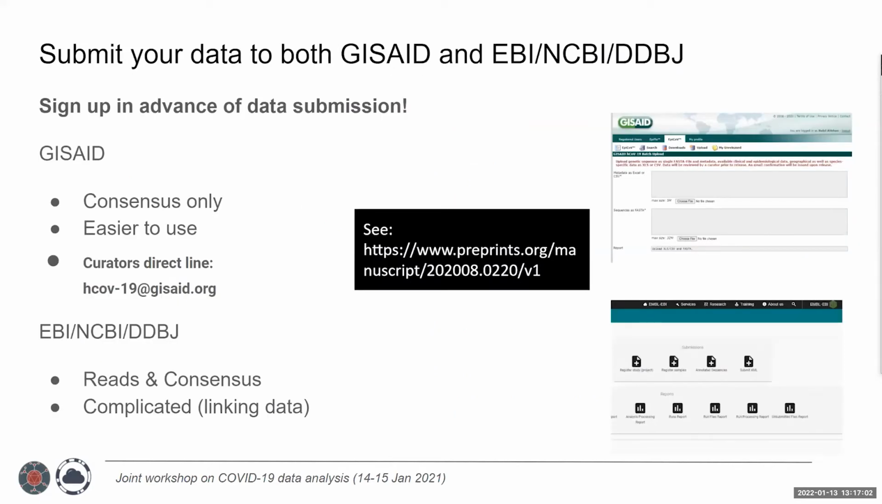So this is the last snippet from me. Data submission is really, really important. By sequencing SARS-CoV-2, you're contributing to a global effort. Your data can be used by others to hopefully get us out of this. You should deposit the raw data and genome sequences in public archives. The main ones are GISAID, which takes the consensus sequence only. It's much easier to use. And I'll give a little secret.